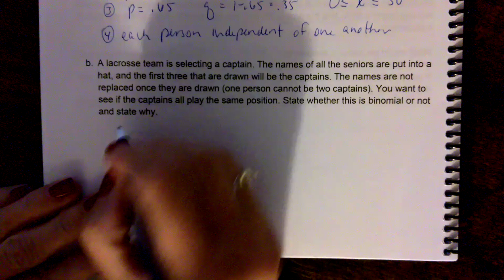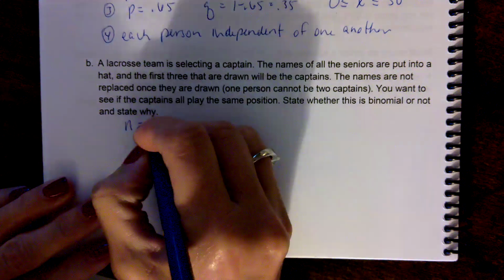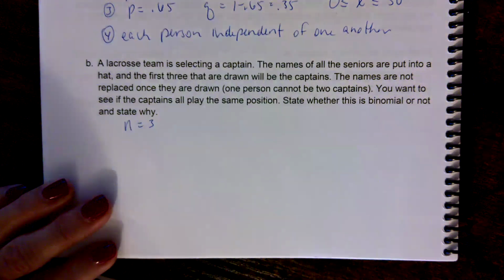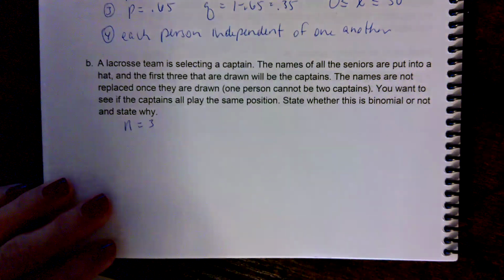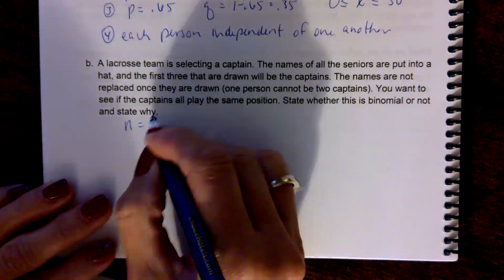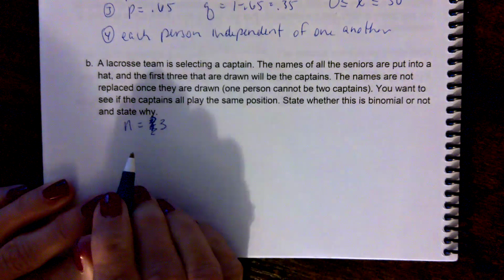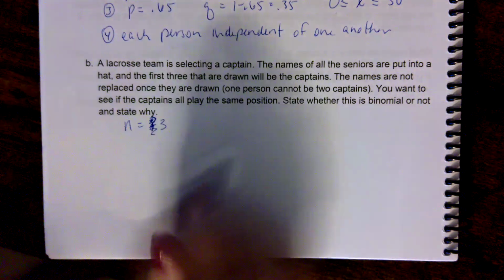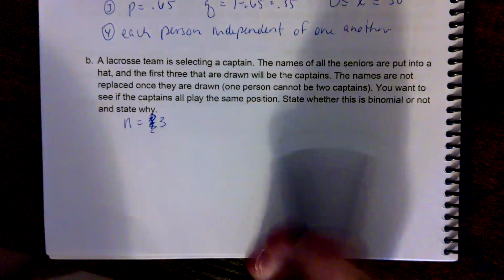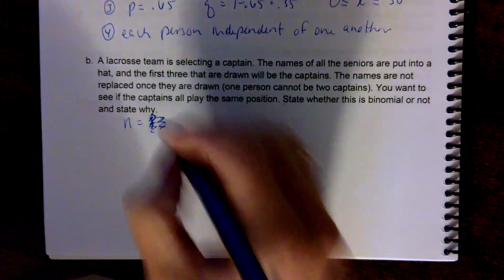So do we have a fixed number of N? So N is equal to 3, right? We're drawing, well, we don't know what N is because we're drawing 3 captains. But really N would be the number that we're choosing from, and we don't even know that. So it's either they're a captain or they're not. So we really don't know that.